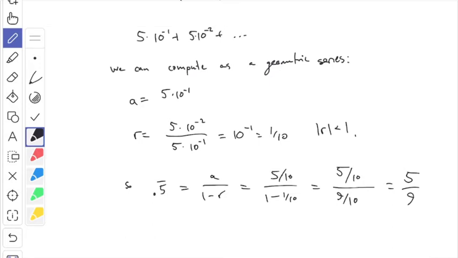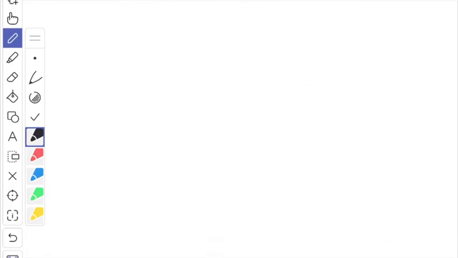I've got 2 more interesting examples of this same type. So let's try something a little fancier. How about 0.731 repeating? Here I have 3 digits which are repeating over and over again. This means 0.731, 731, 731, etc.